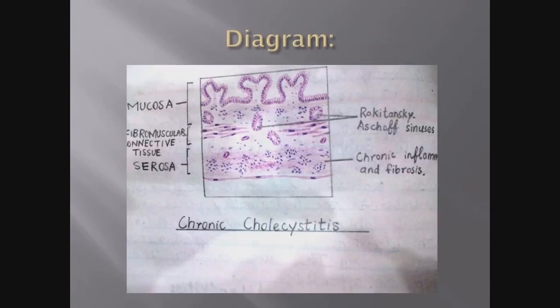This is the histological diagram of chronic cholecystitis. In this picture you can see Rokitansky-Aschoff sinuses, and also there are bands of fibrosis, chronic inflammatory cells, and the serosa has become thickened.